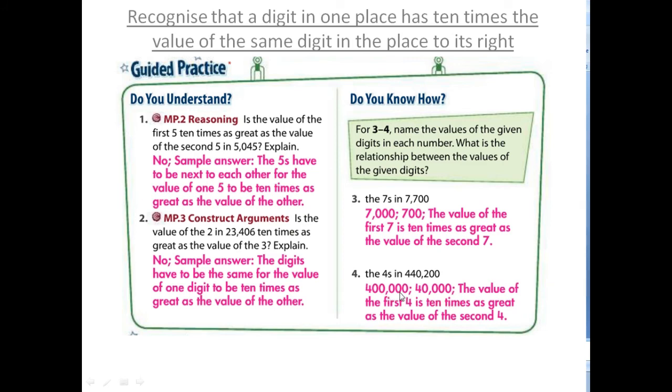So as we studied in the rule, the two fours are beside each other and nothing separates them, no digits separate them. So the first 4 is 10 times as great as the value of the second 4.